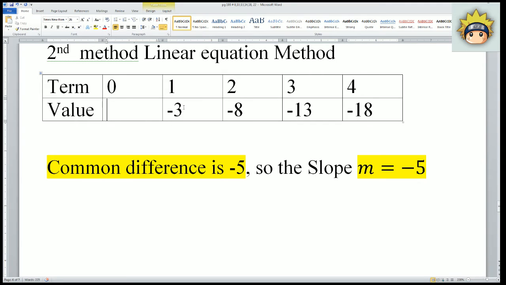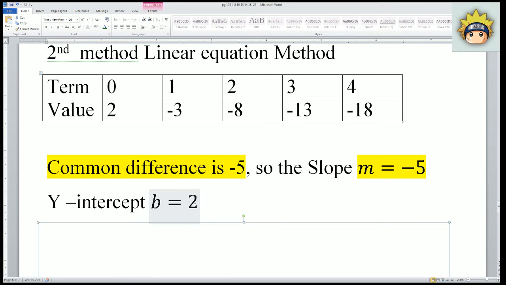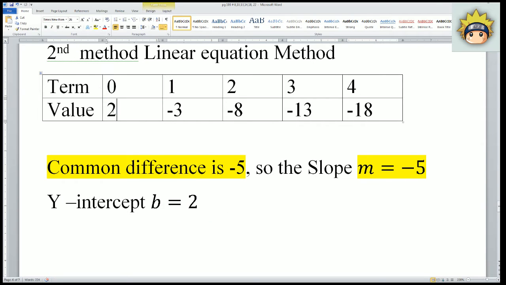No, sorry, from -3 to -8, you subtracted 5. You added -5, right? So to go backwards, this becomes a 2, I believe, right? Okay, does that make sense? Because 2 plus -5 is -3. Do you see how you go from here to here by adding -5? So the y-intercept here is 2 because this is 0, 2.